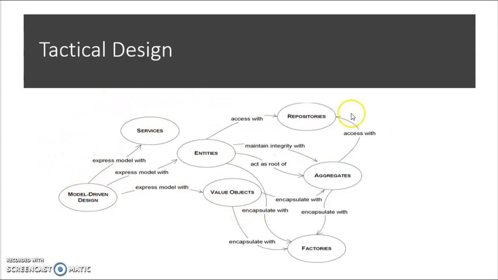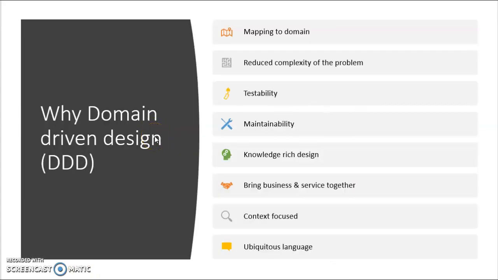We are already aware of all those terminologies and we are already doing it since we have enough experience to design our applications. So that was all about the strategic design, and we will not go into further details on the tactical design side. Then, why domain driven design? Mapping to domain. We have already seen how we identified different business objects and then converted them into different microservices. Reduce complexity of the problem. It really helps to understand the complex business requirement.